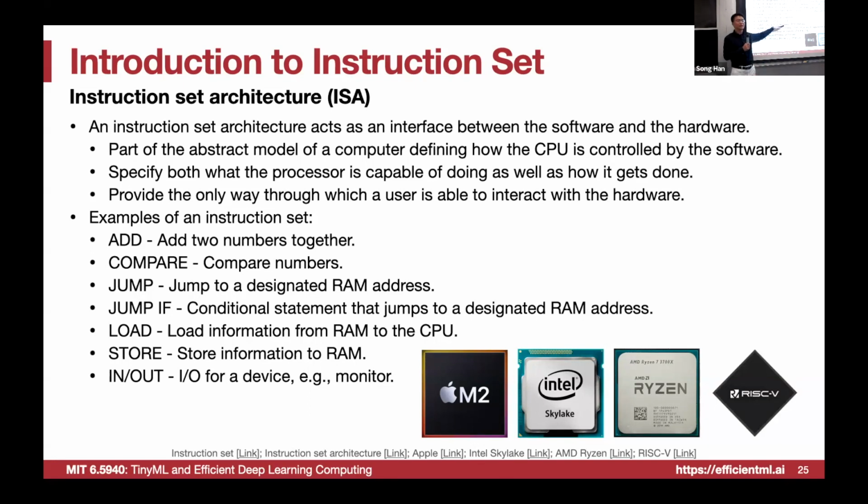Jump to a certain location. And conditional jump: if the condition is met, then we jump to a certain piece of code. Load word, to load from the memory to the CPU. Store word, store information to the memory. And also these I/O instructions to do input and output to a monitor, to a keyboard, etc.